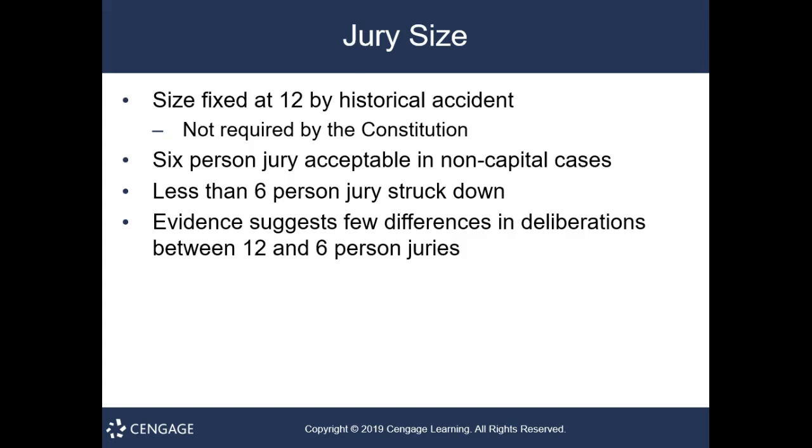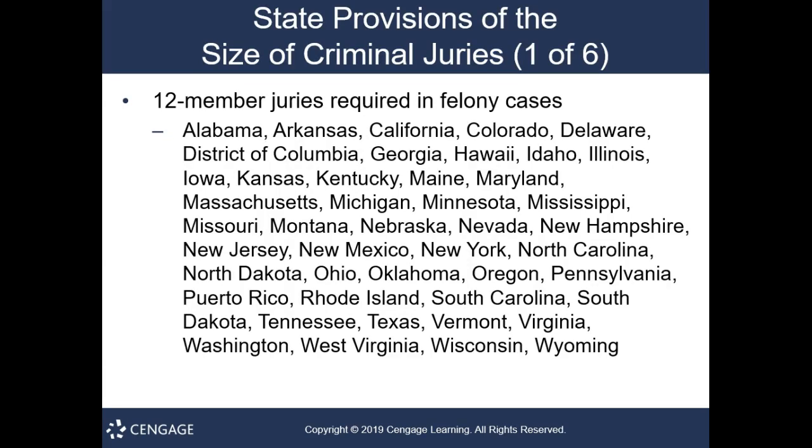And evidence has suggested there are a few differences in the deliberations between 12 or 6. My position would always be it should be easier to win a case with 6 than 12. And the reason for this is that you just simply up the chances that there's going to be one holdout in the jury with more people, and less chance with fewer people.